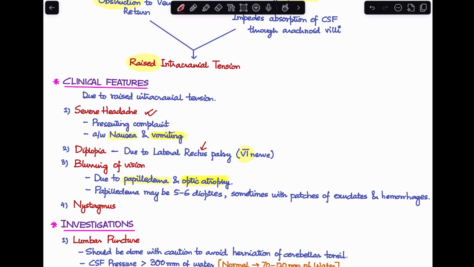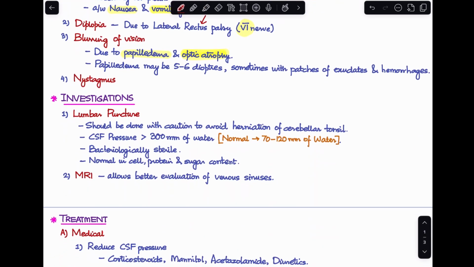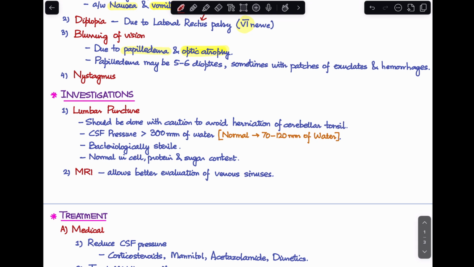Now, how will we investigate the case? First is lumbar puncture. Now, lumbar puncture has to be done with a lot of care and caution so as to avoid the herniation of cerebellar tonsil. So, what will we find on lumbar puncture? CSF pressure will be more than 300 mm of water.